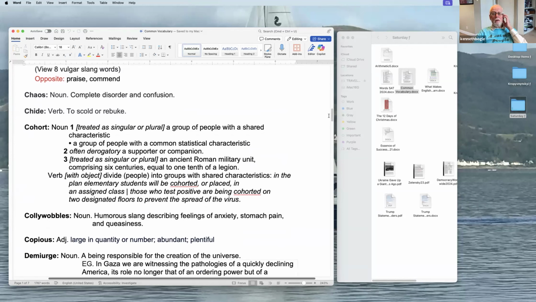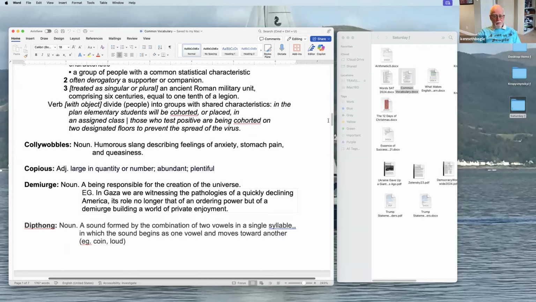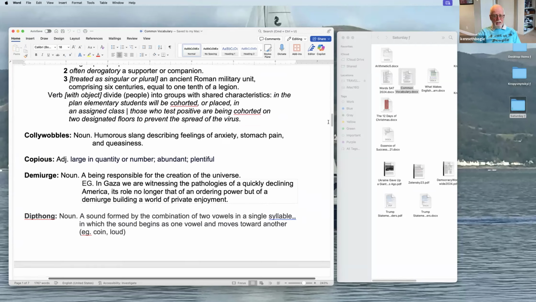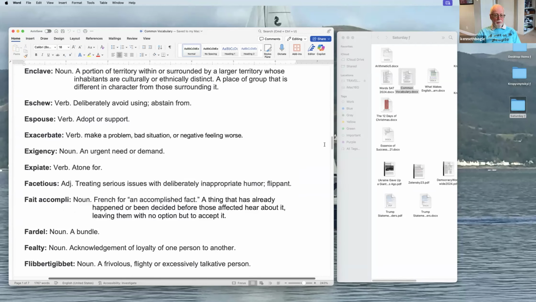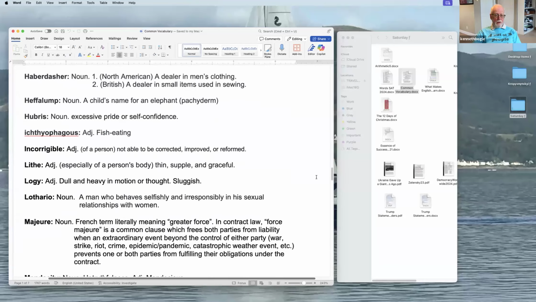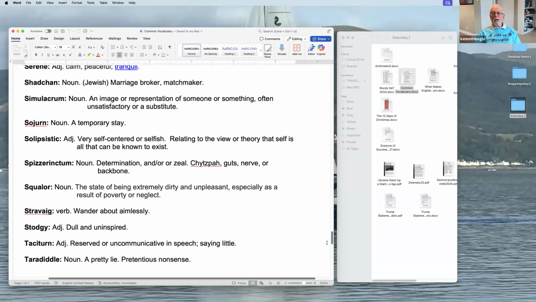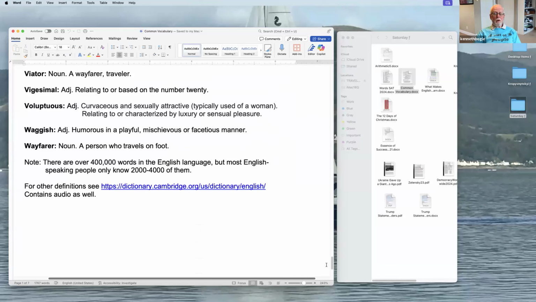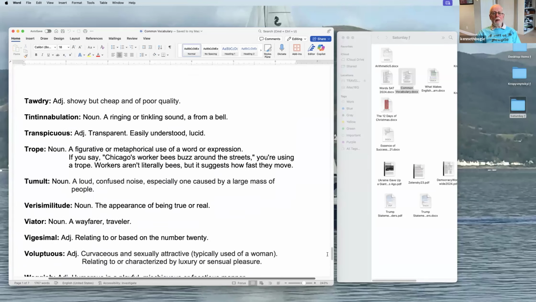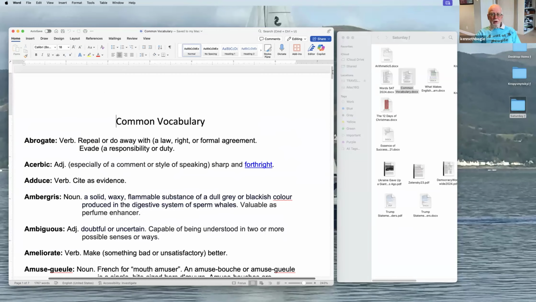Here's another one, cohort, which has multiple definitions. Cobbywobbles. I put them in there because to me they're funny words, and yet they periodically get used. There's your word diphthong. I don't see anything else in this list I would have mentioned. The point is, I will send this list to you as well. This list happens to be built off of my reading, words that have come up that I pretty much knew what they meant, but I wanted to know what the definition was to be more accurate. And so I'll pass this common vocabulary on to you.